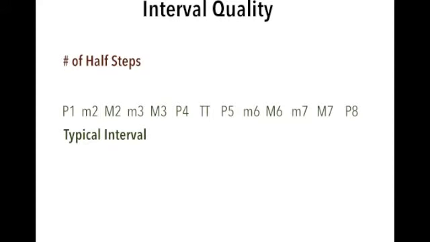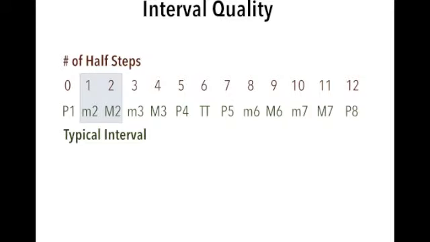We're going to learn how to determine the interval quality. According to this chart, you see all of the typical intervals that occur in a diatonic context, that is, within a key signature and without adding sharps and flats. And as you can see, above, it shows the number of half steps that occur for each one of these kinds of intervals. These intervals occur in pairs.